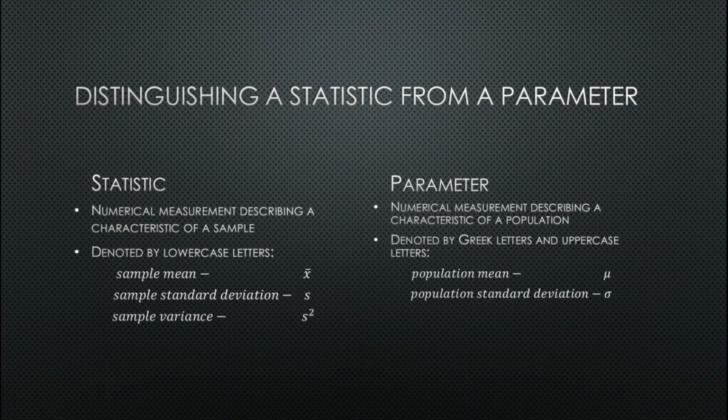The sample variance is denoted by lowercase s squared. The population variance is denoted by sigma squared. The sample proportion is denoted by lowercase p, while the population proportion is denoted by the uppercase P.